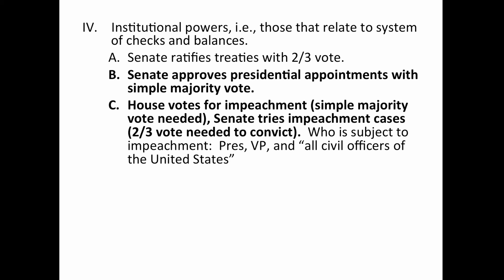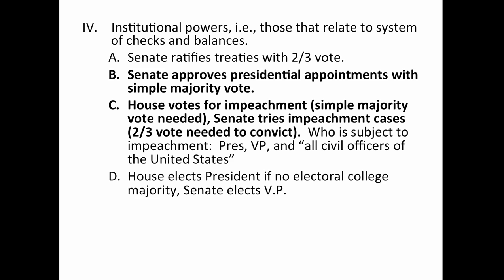Now, this whole idea of impeachment, with a simple majority needed for the House and 2/3 needed to convict in the Senate, I have seen on the test, so that's bolded. Now, who is actually subject to impeachment? The president, no duh, and the vice president as well. And then all civil officers of the United States. What that exactly means, maybe you can think about bureaucracy, about civil officers of the United States.